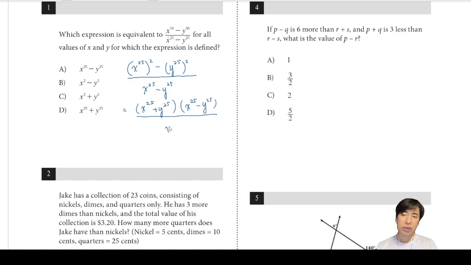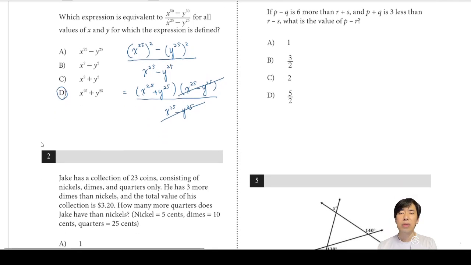Okay, the denominator is this one, so you can cancel these two. The one that is remaining is x to the 25th plus y to the 25th. So the answer would be D. Okay, number 2.